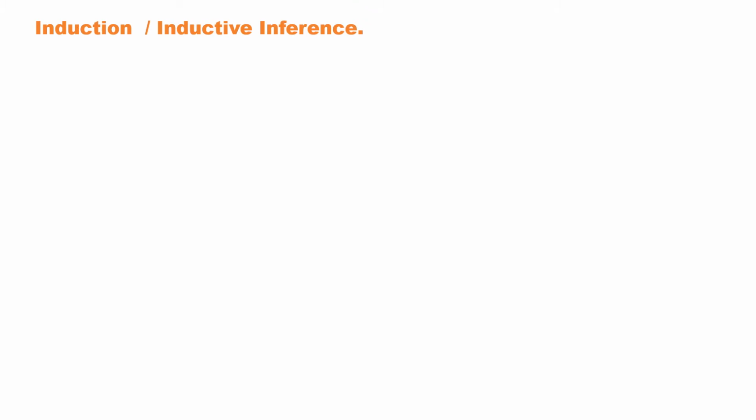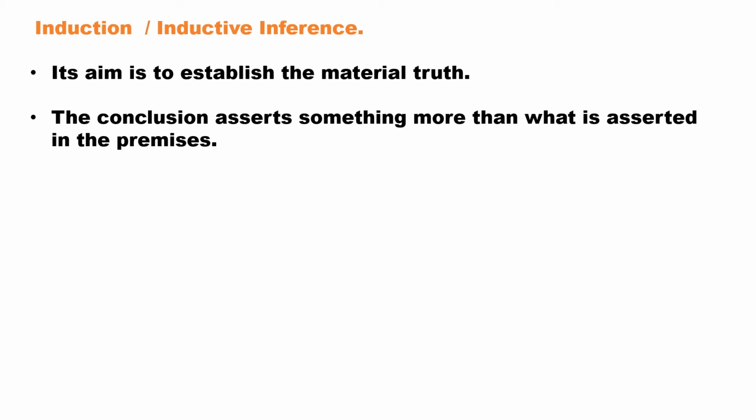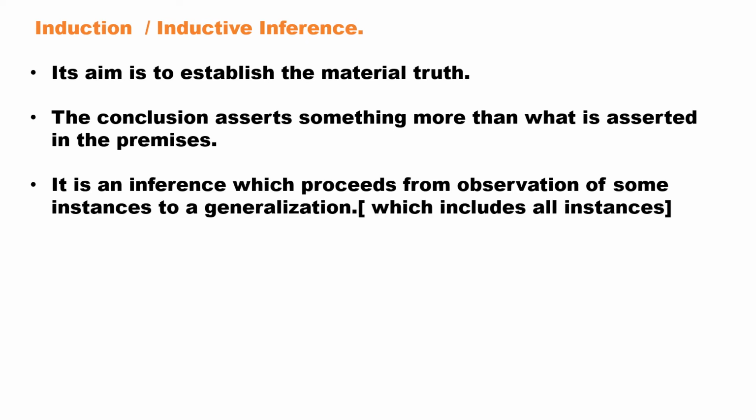So, what is induction or inductive inference? Its aim is to establish the material truth. You know that in an inductive inference, the conclusion asserts something more than what is asserted in the premises. Meaning it goes beyond the premises. It gives us new information. Third, it is an inference which proceeds from observation of some instances to a generalization which includes all the instances.